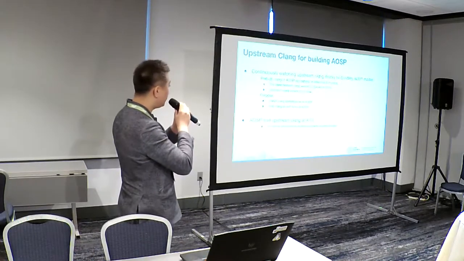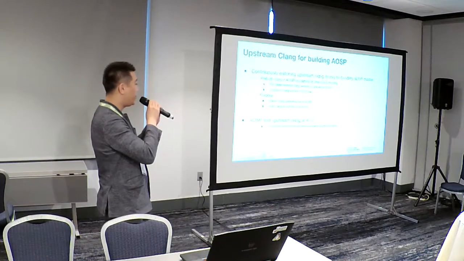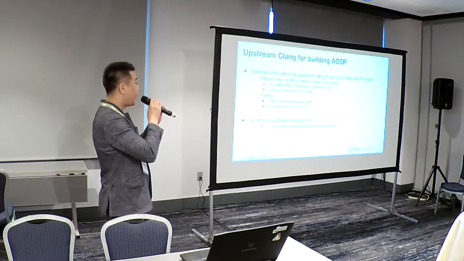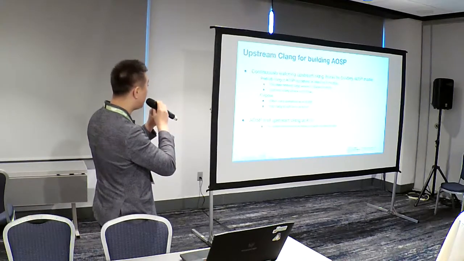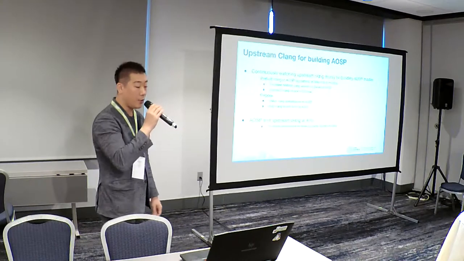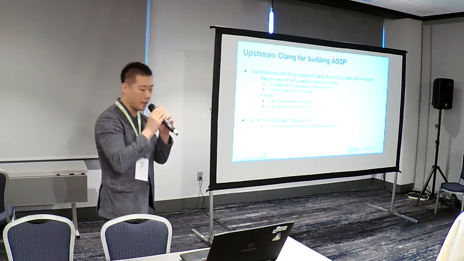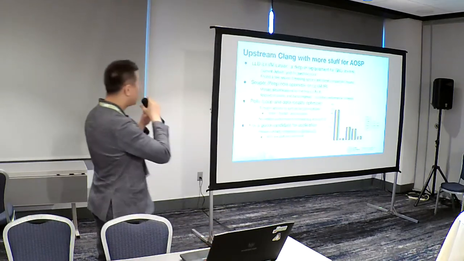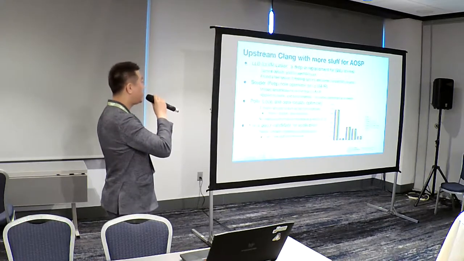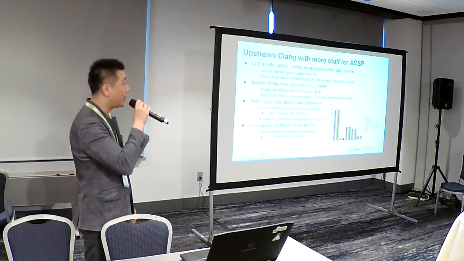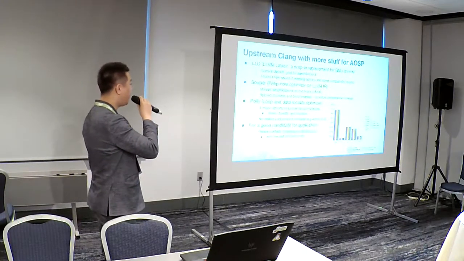So the last time I checked, based on the version of the AOSP master and the upstream Clang trunk at 13th of September, there is no visible performance increase compared to the prebuilt Clang, which is kind of good as there is no performance regression either. So in addition to this continuous maintenance work, I have applied some more stuff to the upstream Clang for building AOSP, which is LLD, Souper, and Polly.